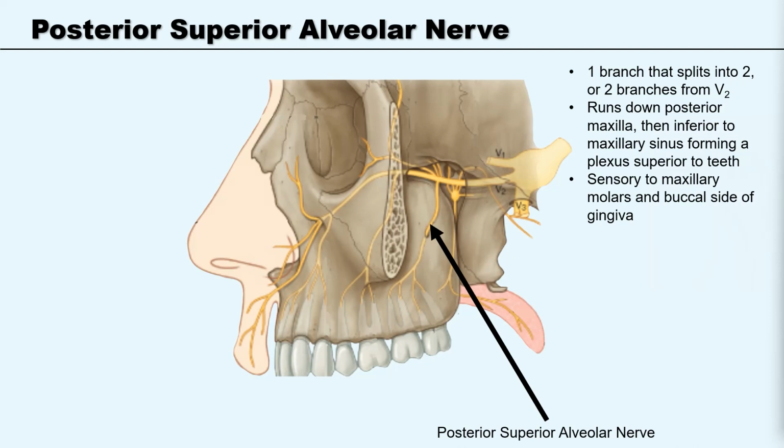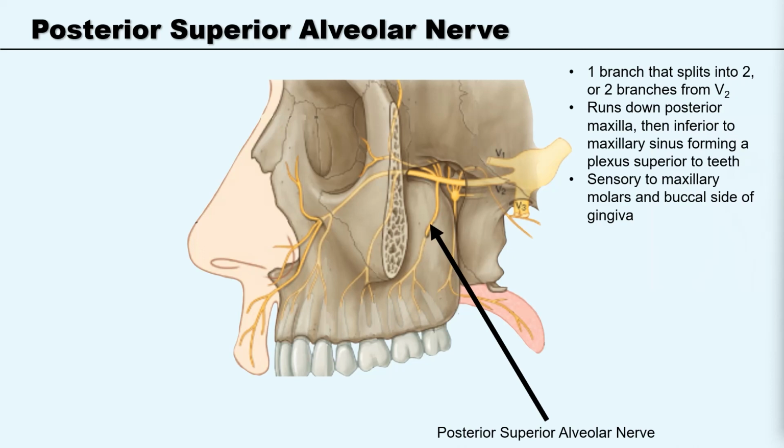Some branches of the posterior superior alveolar nerves supply the gingiva on the buccal side of the teeth that they supply, but not on the palatal side. This is the greater palatine nerve that does this. In summary, the posterior superior alveolar nerves supply the maxillary molars, though sometimes not the mesobuccal root of the first, and the associated buccal gingiva.